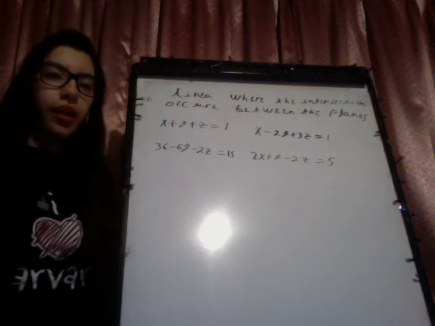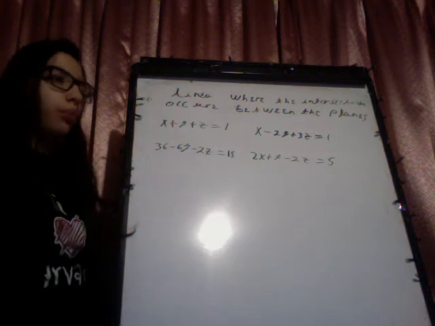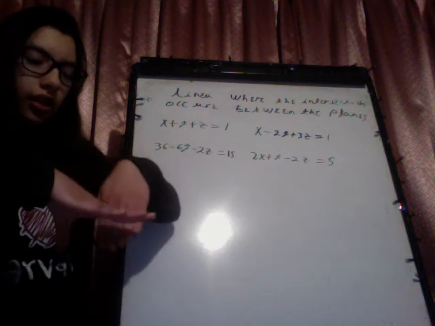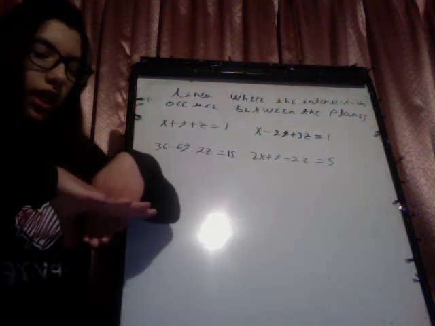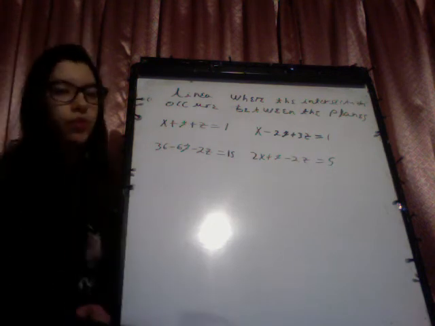Now we're going to find the line that represents the intersection between two planes. That is, let's say we have this plane and this plane. They intersect exactly in one line. This line. We are going to find the equation of that line given the equations of the planes.